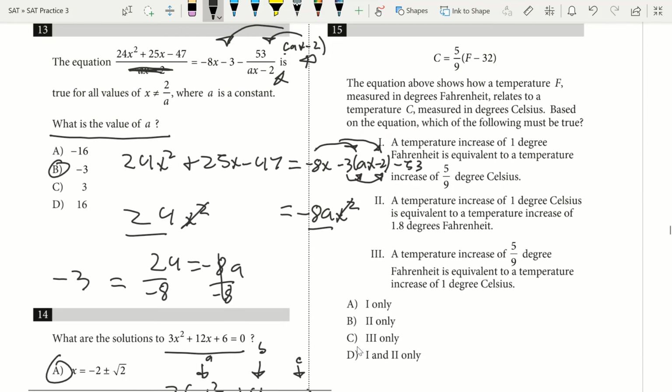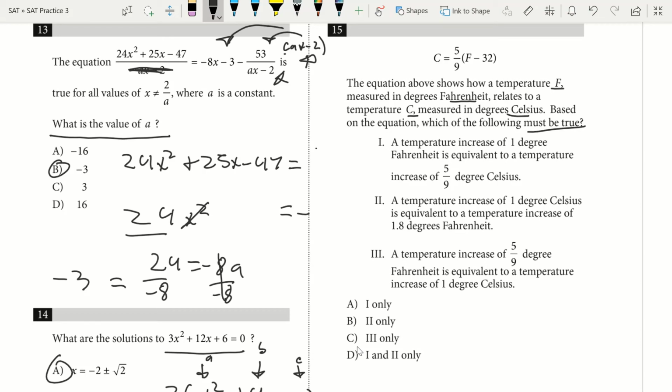Question 15. The equation above shows how a temperature F measured in degrees Fahrenheit relates to temperature C measured in degrees Celsius. Based on the equation, which of the following must be true? Part 1, a temperature increase of 1 degree Fahrenheit, okay, so if we increase by 1 here, is equivalent to a temperature increase of 5/9 degrees Celsius.